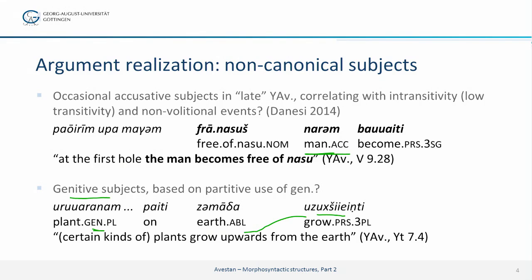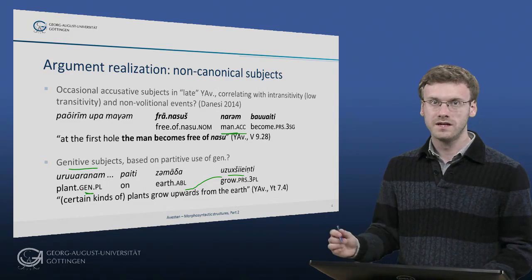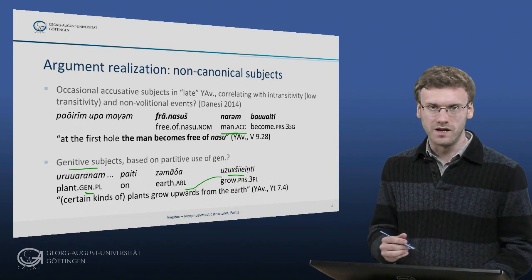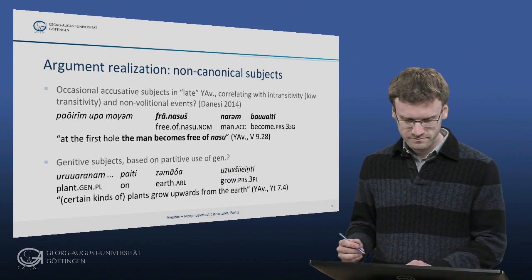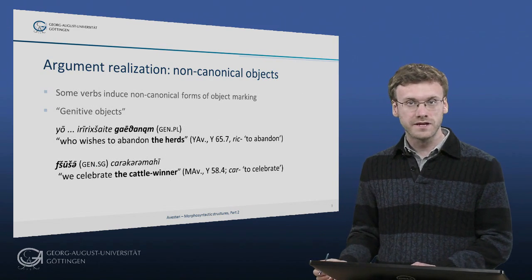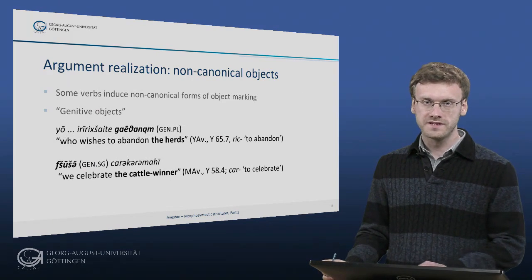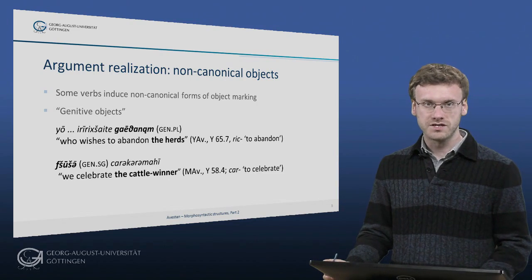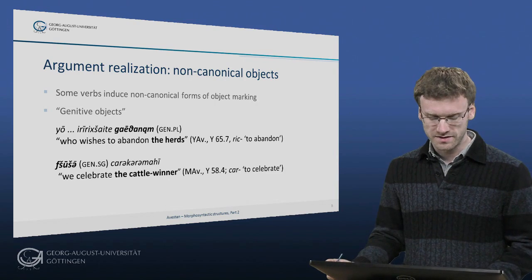Here the use of the genitive plural as the subject of usurcienti, they grow upwards, may imply a meaning such as certain kinds of plants or a number of plants. That's why we perhaps get the genitive here. Some particular verbs also induce non-canonical forms of object marking. For instance, the verbs rich, to abandon, and char, to celebrate, praise, regularly take genitive objects.